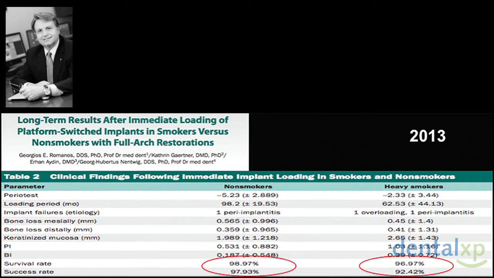So, results, smokers and non-smokers. Survival rate, 99% in non-smokers, 97% in smokers. Please observe the loading periods, over 5 years. And the success rates, if I have a 2 millimeter plus bone loss from the baseline, this is for me a failure. You see almost no big difference. So if someone says to me in Stony Brook, "I cannot be treated with implants and immediate loading in NYU," I say, no problem, come to Long Island and I treat you. Because this shows the evidence for us.